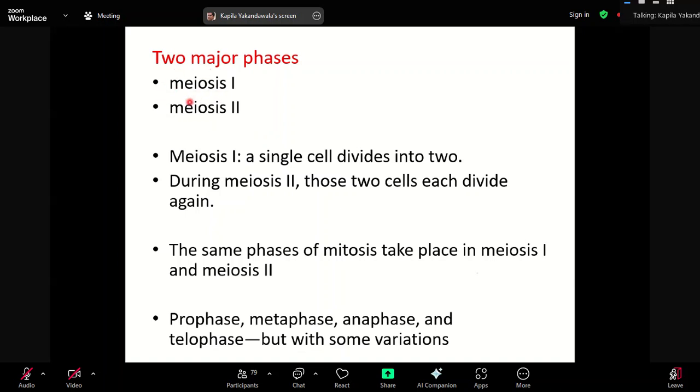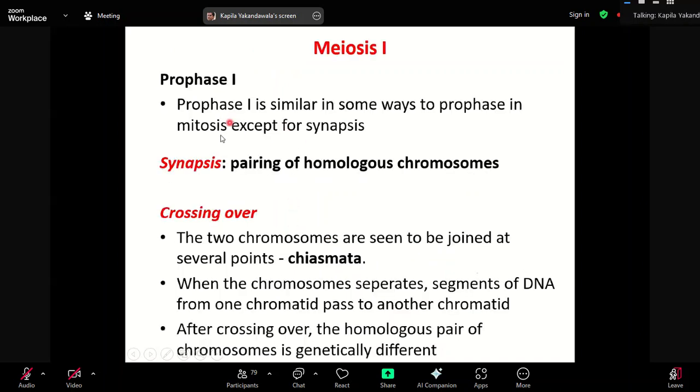So it has two phases, meiosis 1 and meiosis 2. In meiosis 1, a single cell divides into two. So two cells will form. Then these two cells divide again and ultimately produce four cells, right? Meiosis 1 has prophase 1. In prophase 1, there's a special thing. It is very similar to the previous mitosis, right? But there's a specific thing that is going to happen.